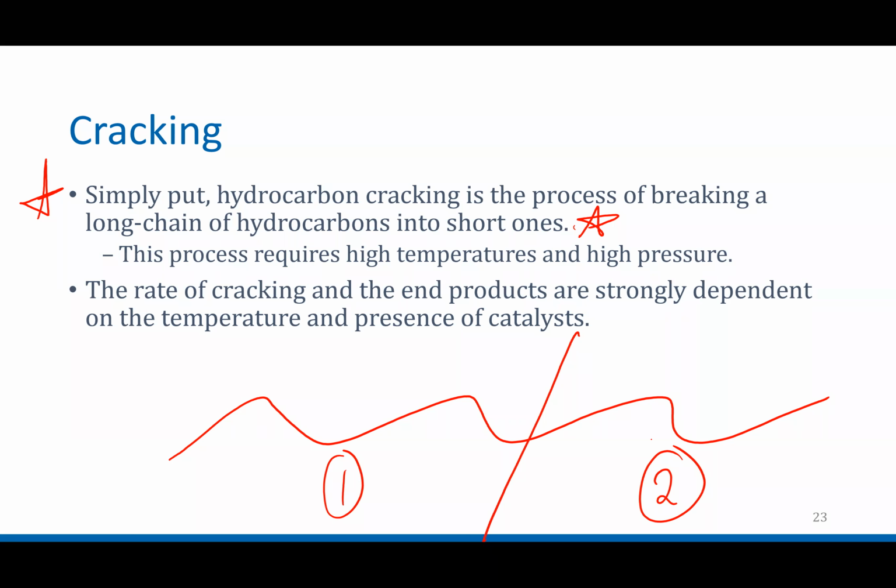If you increase the pressure and temperature to a very large amount, typically high chain or high carbon hydrocarbons will crack and break into smaller products. The products that you get from cracking depend on the temperature you use and if you have a catalyst or not. Now, let me just check the chat here.